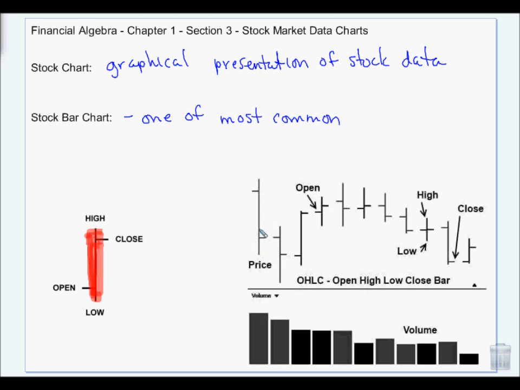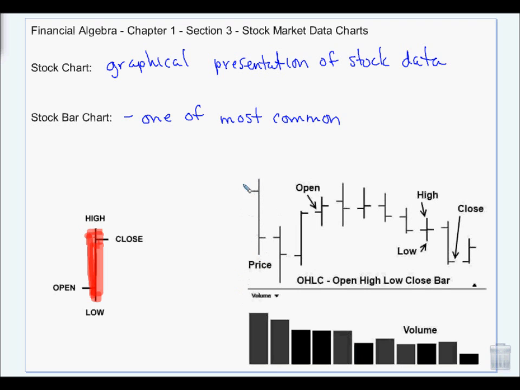And so here's the stock. It opened really high. It closed lower, right? So that stock actually went down that day. Here it opens high, it closes low. Here it opens low and it closed high. And then this was the highest it was that day and the lowest it was that day.